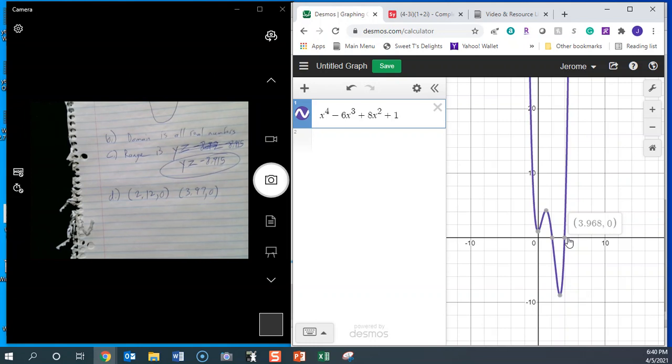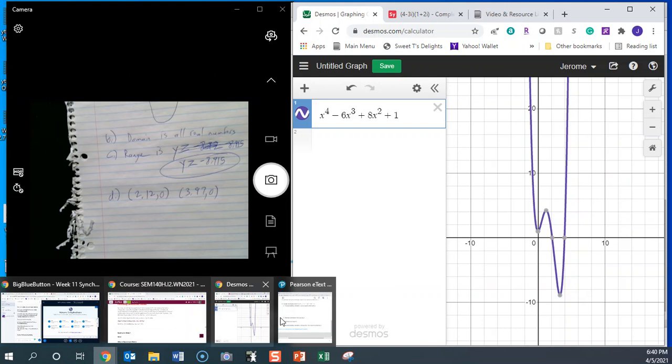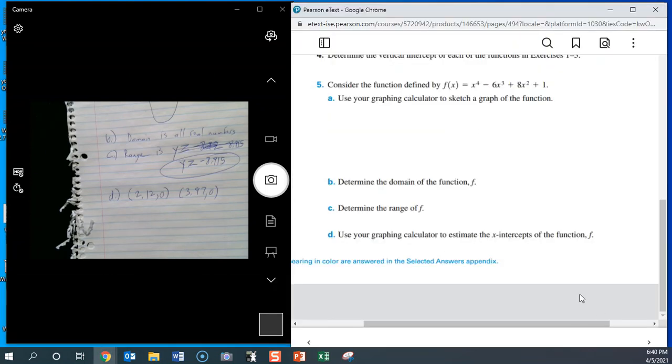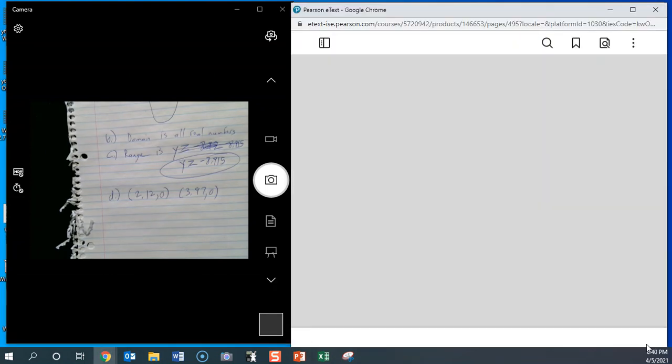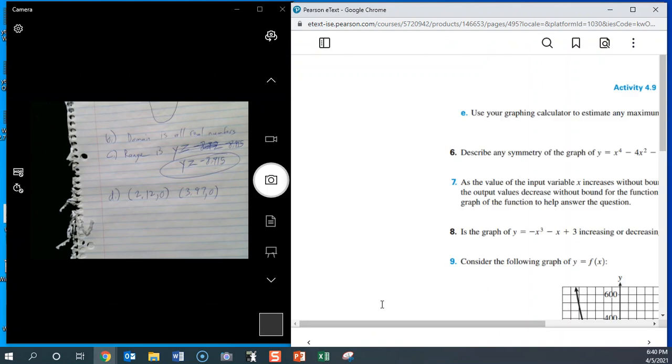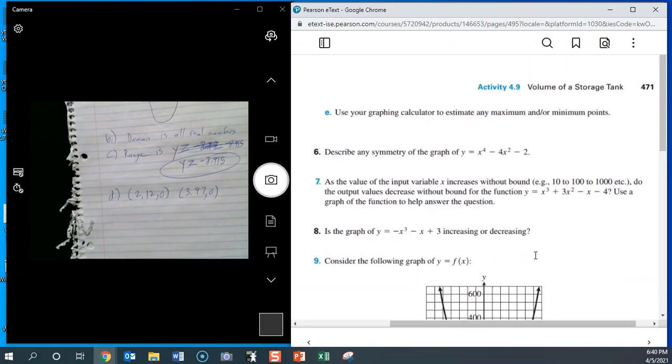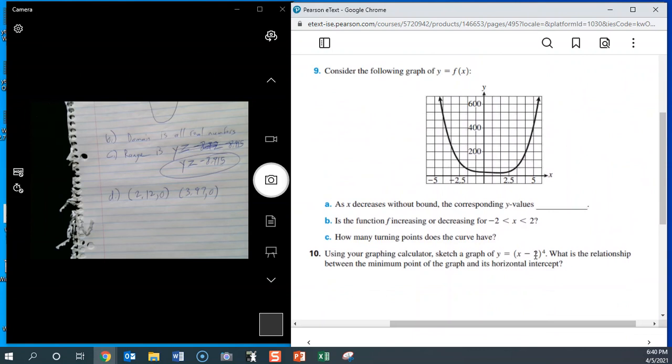All right. Now we're moving on. I'm going to do problem number 9. I'm going to let you all do number 7 on your own. But I'm going to finish this off with problem number 9. It says, consider the following graph of y equals f of x. Now we look here at this graph, and it says as x decreases without bound. Now when they say without bound, that means that it's going on forever.